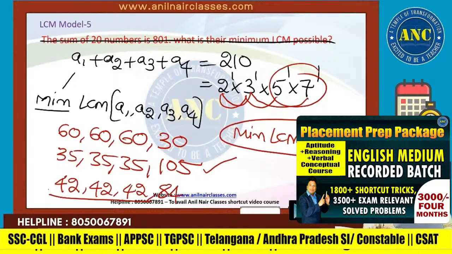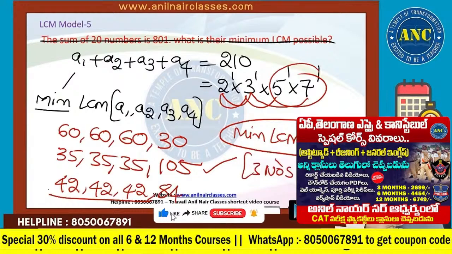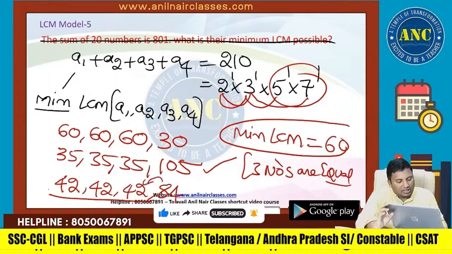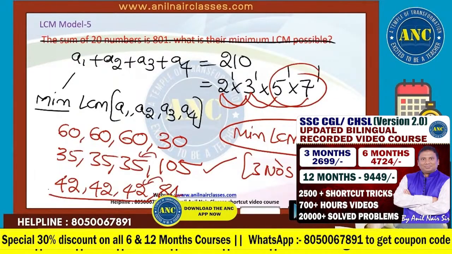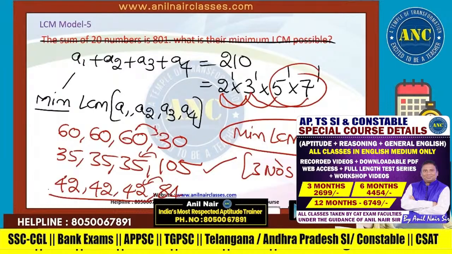I hope the idea is clear. What is the logic in this question? 3 numbers are equal. 84 is a multiple of 42. 105 is a multiple of 35. 60 is a multiple of 30.